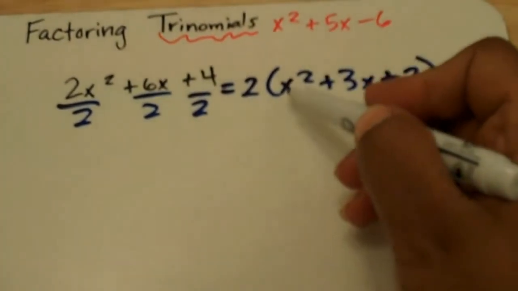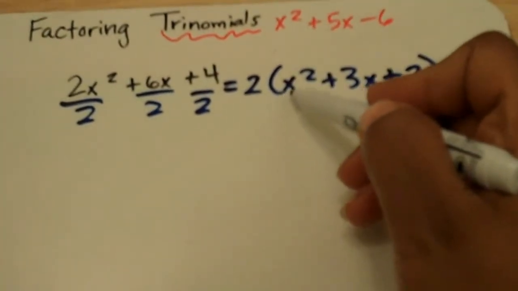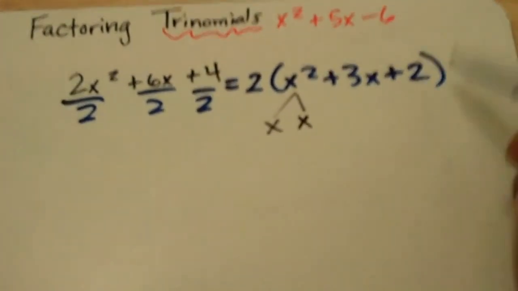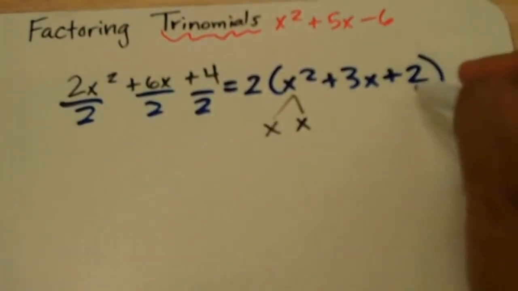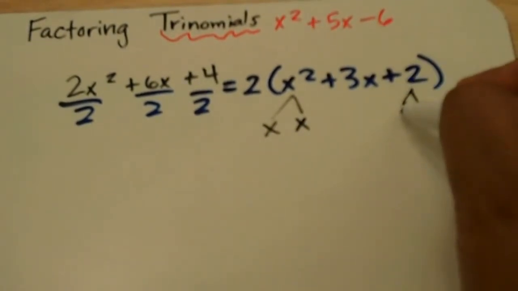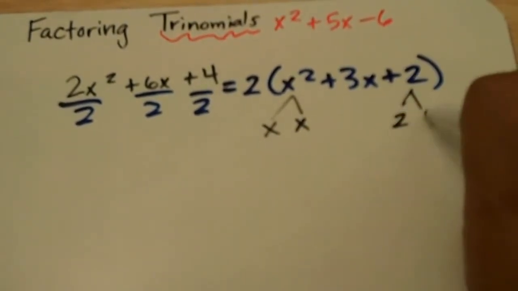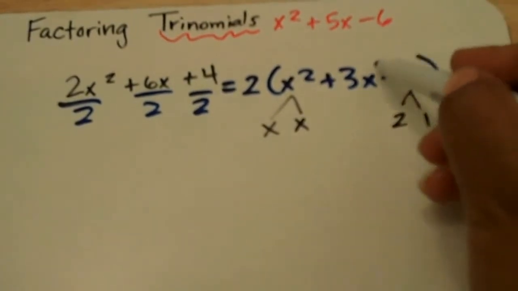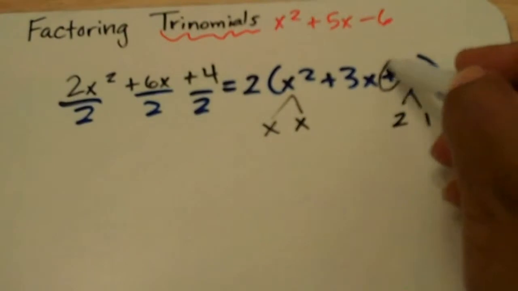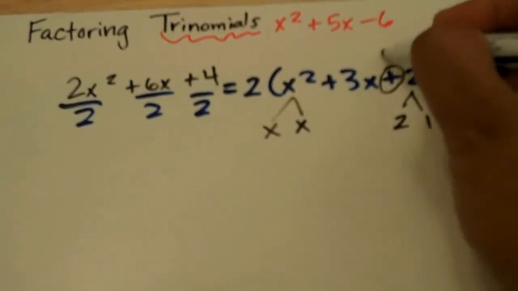The first term here is x squared. The only way that I can get an x squared is by multiplying x and x. When I look at the back term, I have a 2. 2 happens to be a prime, so the only thing that I can multiply to get 2 would be 2 and 1. If I look at the sign, I see that the sign is positive. The sign being positive means that my signs are the same.